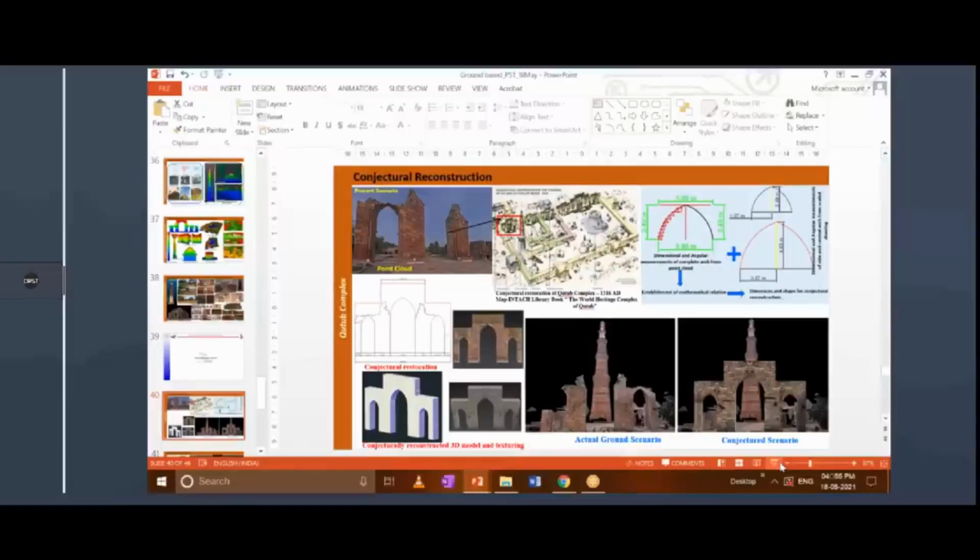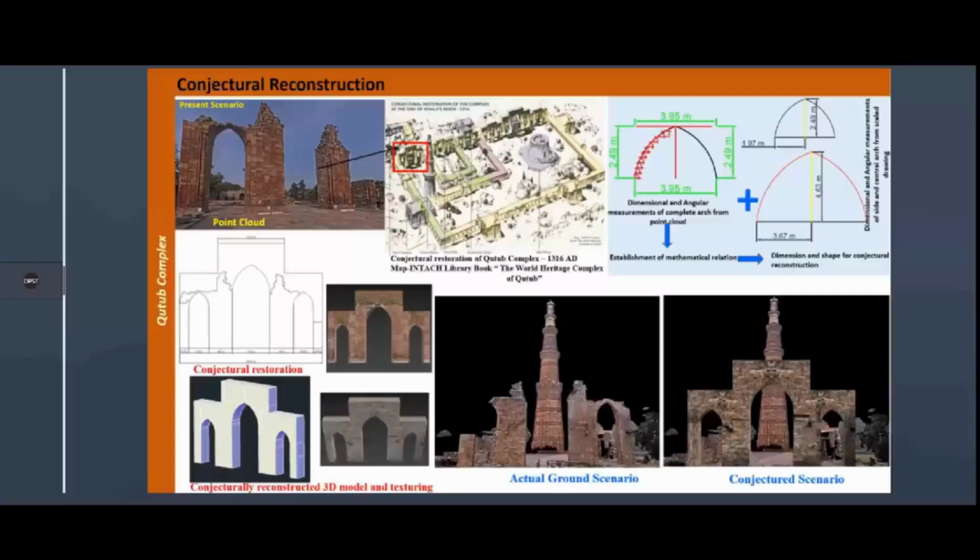Conjectural means we are assuming that this should have been like this. In the Qutub area, we have found these broken arches. They were not broken always. At some point of time, when they were constructed, they were intact. So how were they at that time? How to see that?